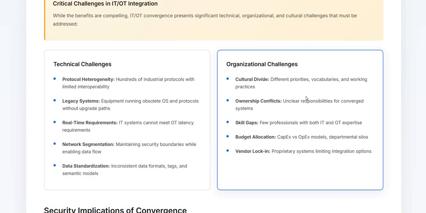And organizational challenges. Teams prioritize different outcomes. Ownership blurs. Hybrid skills stay scarce. Budget follows different rules, and vendors protect closed systems. Coordination becomes a management problem as much as a technical one.